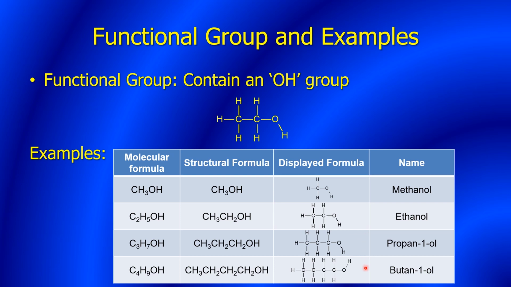And then the fourth member of the series with four carbons, so C4H9OH is the formula, structural formula CH3CH2CH2CH2OH, and the displayed formula there showing all of the bonds, including the bond between the oxygen and the hydrogen. Sometimes people miss that bond when they're drawing displayed formula for the alcohols.